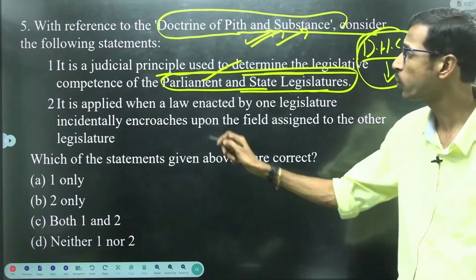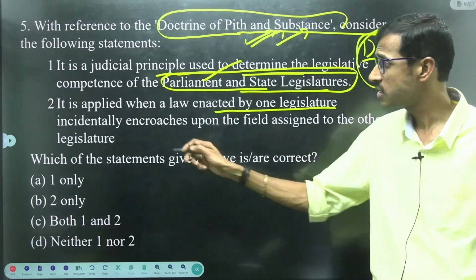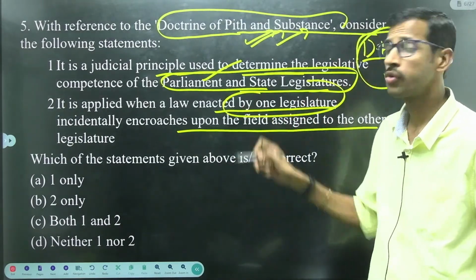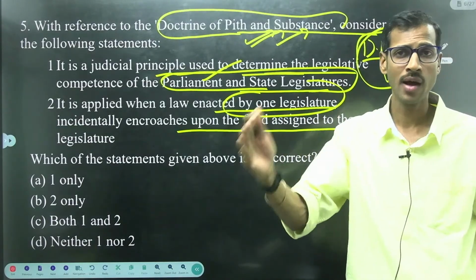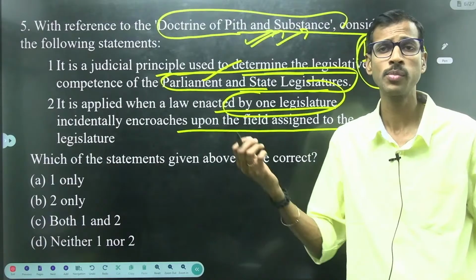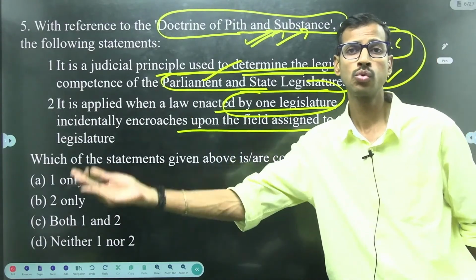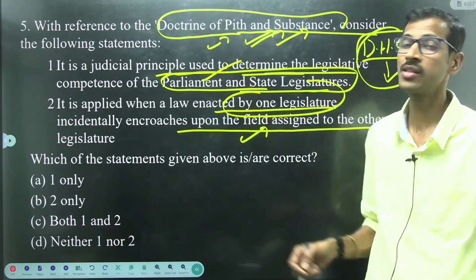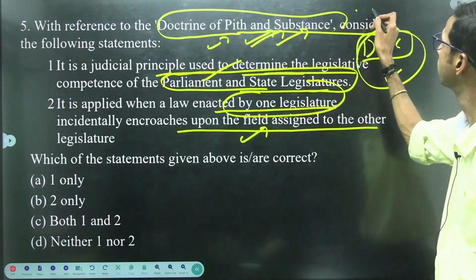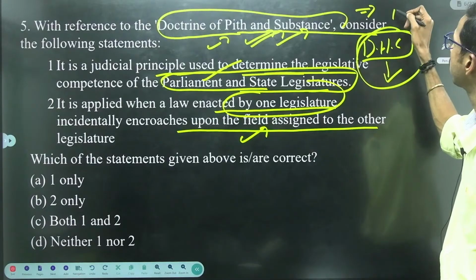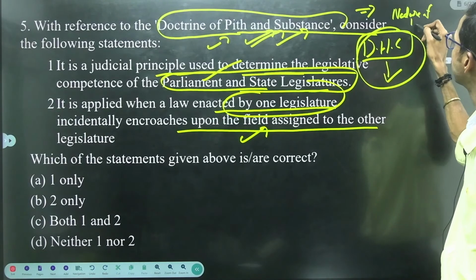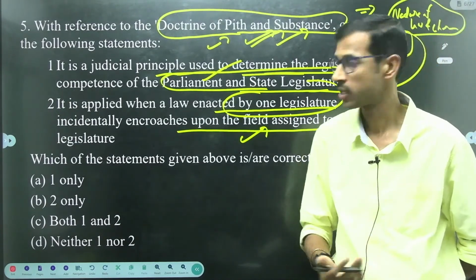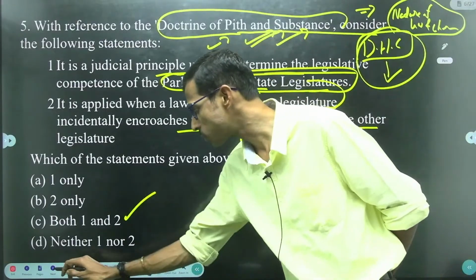And also it is applied when a law enacted by one legislature incidentally encroaches upon the field assigned to the other legislature. Means, whenever any law is enacted by the center or state, sometimes it encroaches on another subject. That is also applied here, and that is called the doctrine of pith and substance. What is the meaning here? The nature and character of the law especially. So both options are correct.